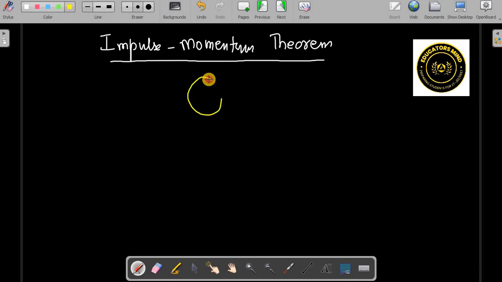So let us say that there is a body, and on this body an impulsive force or any force acts. Impulsive force means it is acting for a small time, that's all. That's what an impulsive force is. And if it is not acting for a small time, then it is not an impulsive force, it's just a force, that's all.